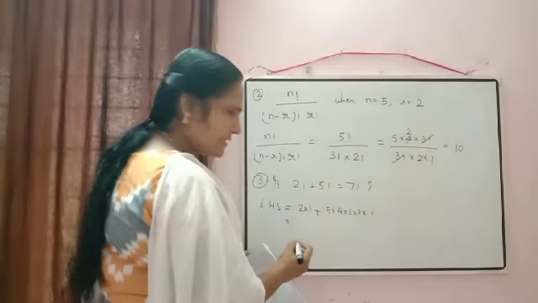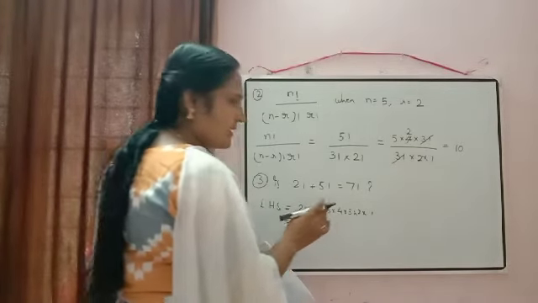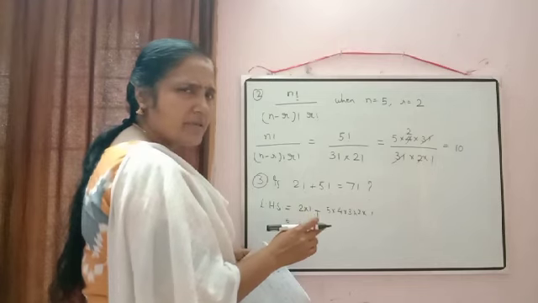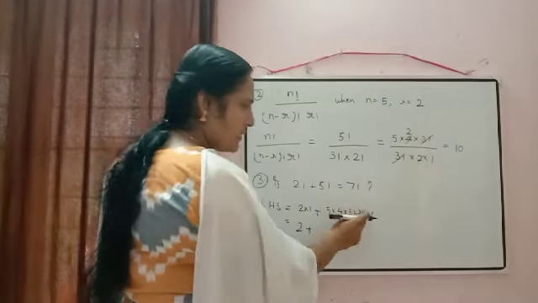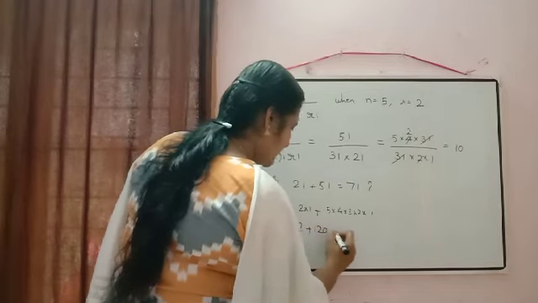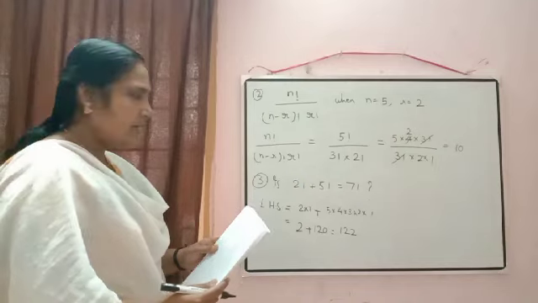Here we can do the addition. 2 into 1 will be equal to 2. Just now we calculated the value of 5 factorial. How much? Yes, 120 I think. 5 4s are 20, 20 into 6 is 120. So we are getting the left hand side equal to 122.